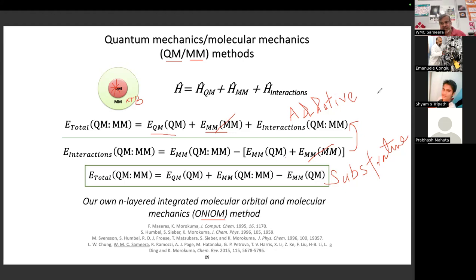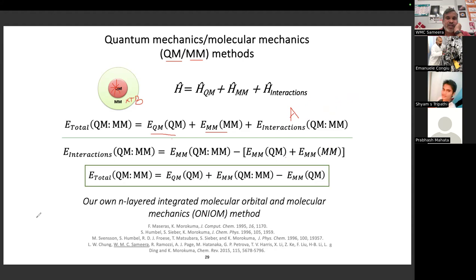So it doesn't really matter which method you use. In principle, you get similar results. The energy may not be similar, but the relative energies or the properties you get will be exactly the same in principle. But additive methods are relatively difficult to implement because that interaction term is hard to define. But subtractive is quite simple.